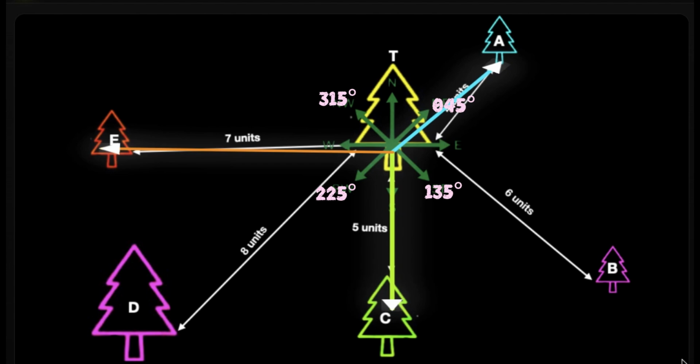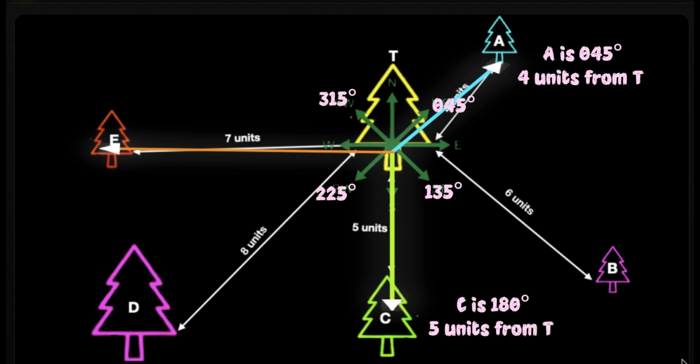Look first at tree A. From T, the arrow travels up and to the right, exactly along the northeast direction. The distance label is 4 units, so tree A is on a bearing of 045 degrees, 4 units from T. Next, look at tree C. From T, the arrow goes straight down along south, and the distance is 5 units. So tree C is on a bearing of 180 degrees, 5 units from T. Finally, tree E lies straight to the left along west, 7 units away. Its bearing from T is 270 degrees.